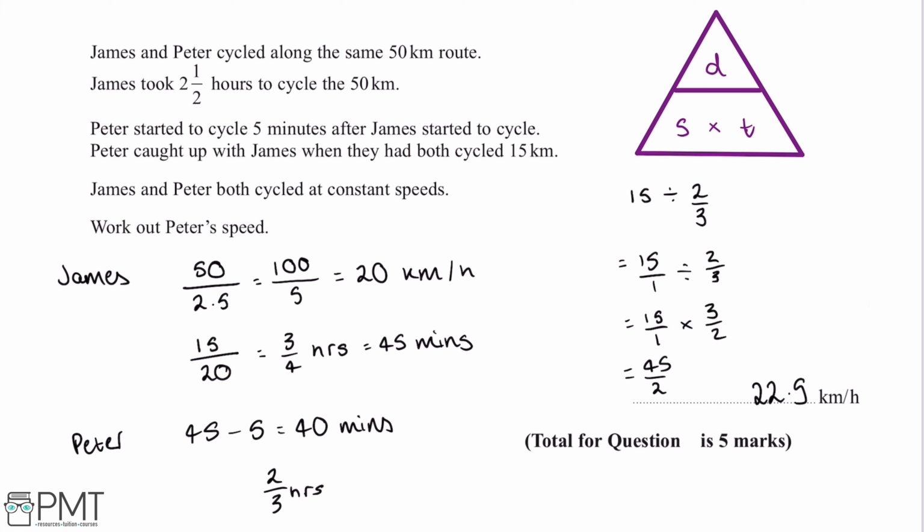Now this question is worth 5 marks. So the 5 marks come from working out what James's speed is, how long it took James to cycle 15 kilometres, how long it took Peter to cycle 15 kilometres, and then using a suitable method to work out what Peter's speed was. And then the final mark comes from getting the correct answer.